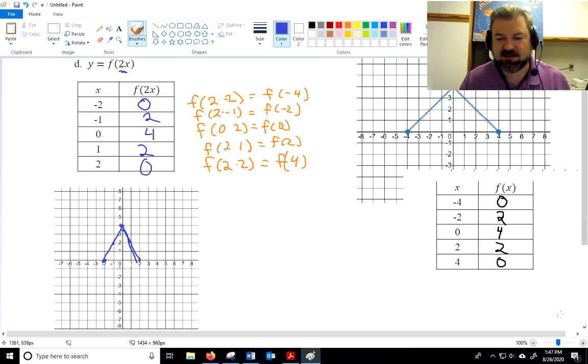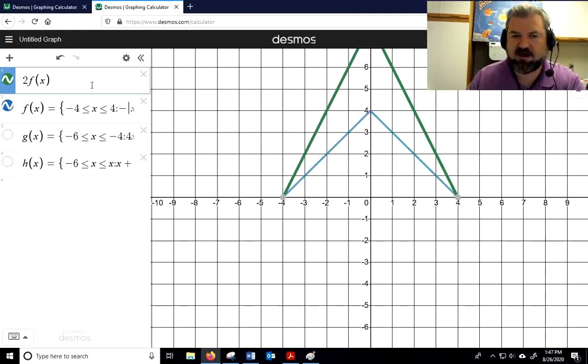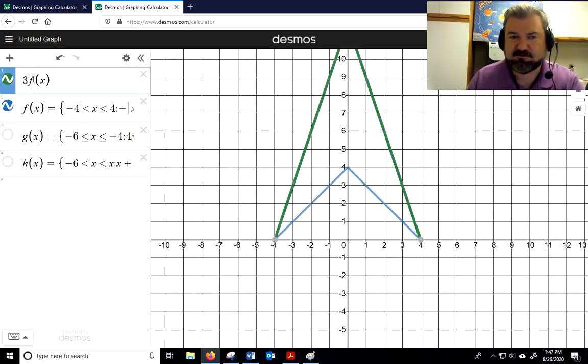Let's take a look again and see if we can explore it on Desmos. So here's my standard f of x. If I multiply it by 2 on the outside, you can see, oh yeah, it definitely stretched there, right? I could do 3, making it bigger. What about like 0.5, 0.2? So these are all vertical changes, right?